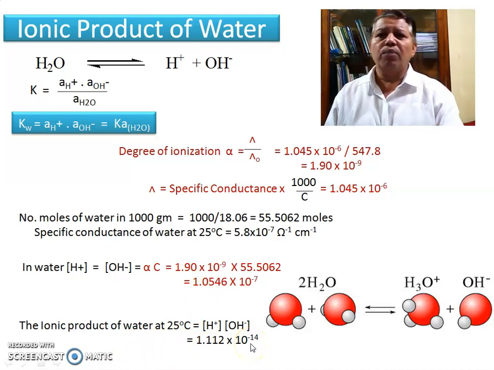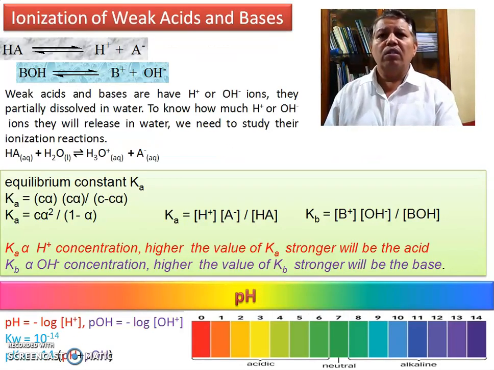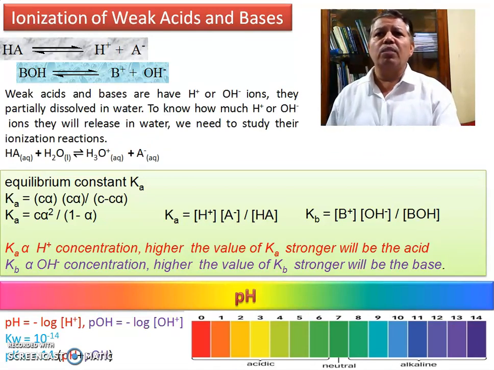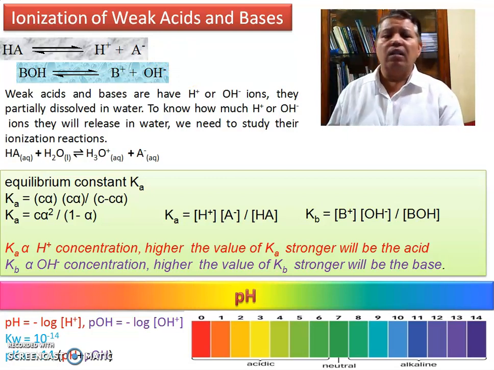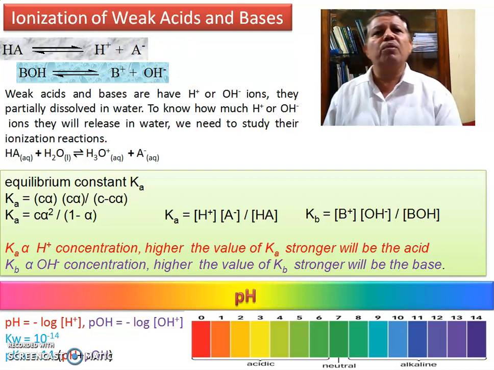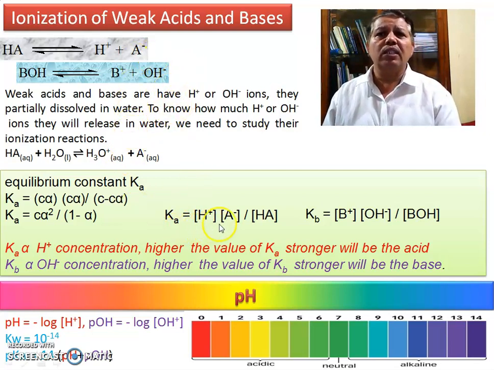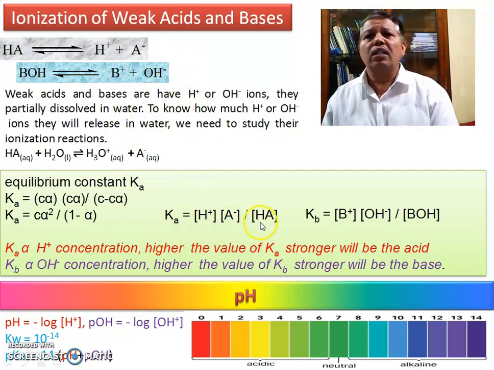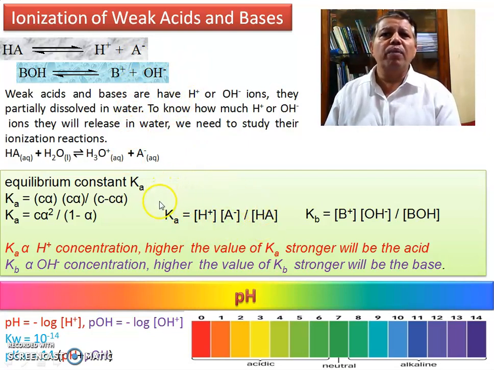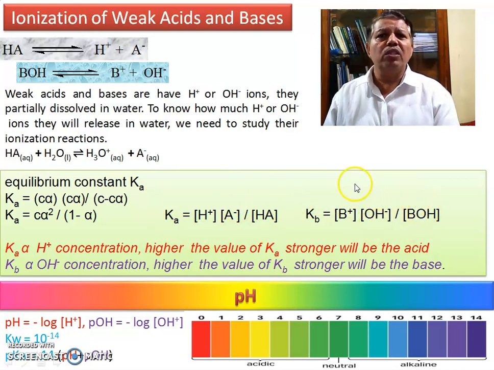This is the ionic product of the water. Now when certain molecules, for example weak acid or weak base, dissociate into their ions, the equilibrium constant for the weak acid or the weak base can be found with the help of K is equal to H ion concentration into A minus ion concentration divided by concentration of HA. This is the equilibrium constant of acid. This is the equilibrium constant of the base.